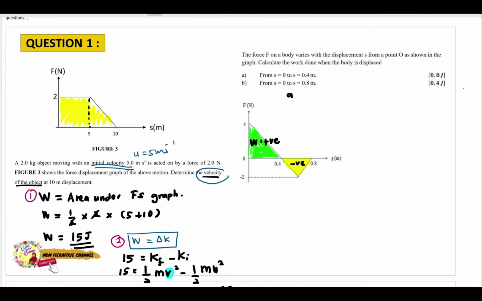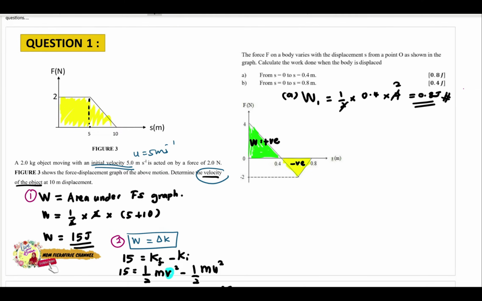Okay, so for part A, I don't think we have any problem. So we can calculate what is the W1, okay, from 0 to 0.4, okay, meter. So it is half times 0.4, okay, tapak dia 0.4, and then the height is 4, okay, and then the answer is 0.8 joule. Okay, don't forget the unit.